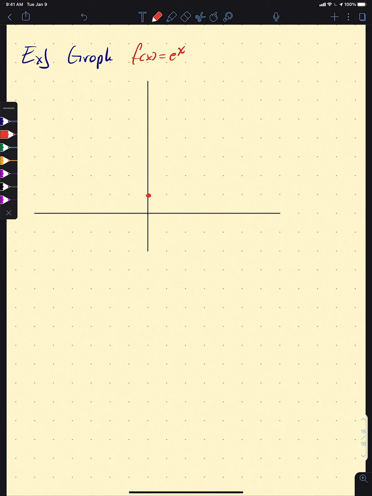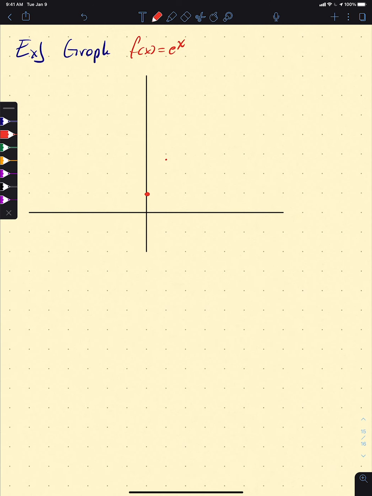So that's going to be 2.7, okay? At 2, we're going to be at that squared. But it's sufficient to say that it's going to zoom off very high, right? Similarly, at -1, we have 1 over e. We'll just call that guy here.